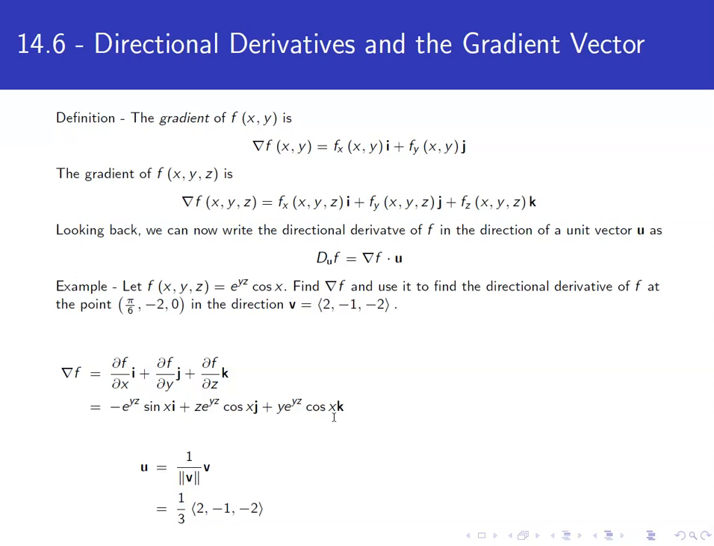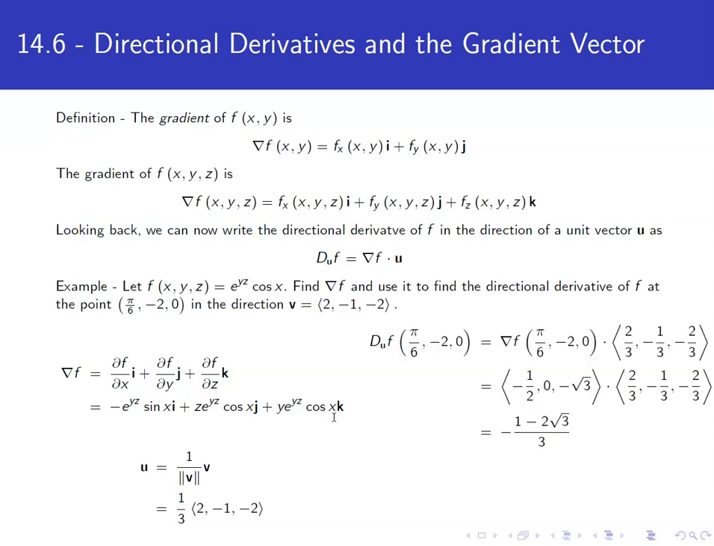So that's our gradient. For our directional derivative, we need a unit vector in the given direction. The magnitude of v here is 3, so our unit vector in that direction will be 1/3 times the vector 2, -1, -2. Now our directional derivative at the point will be the gradient at the point dotted with that unit direction. So we plug in pi over 6, -2, 0 into the gradient.